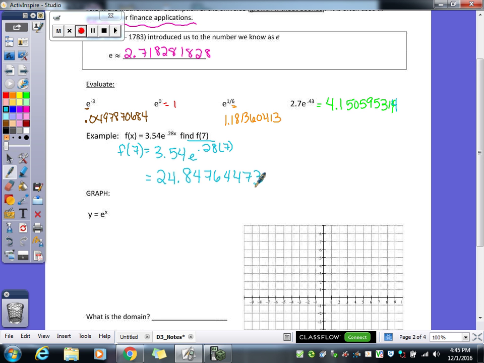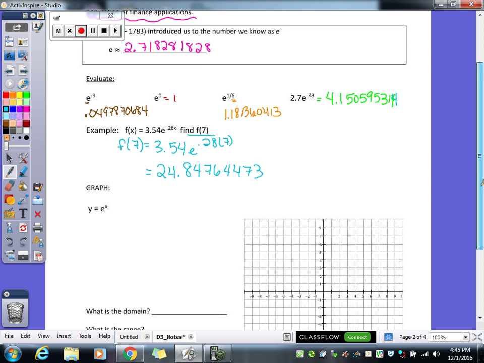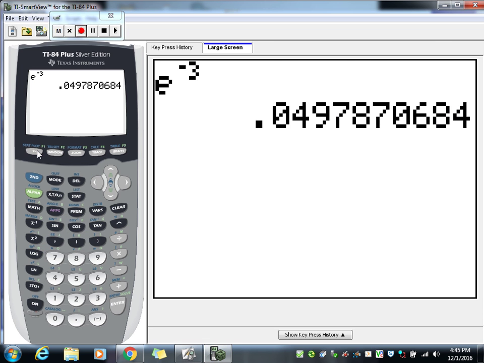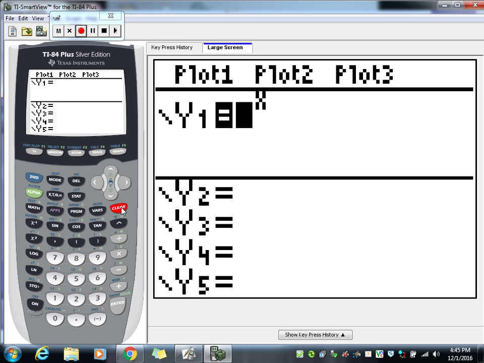So that's evaluating with our e function. Pretty simple. It's nice that the calculator gives you that button to help you out with it. So next they want us to graph e to the x. So we're going to go back to our calculator, go into our y equals since we're graphing, and we're going to type in e, so second ln, to the x power.